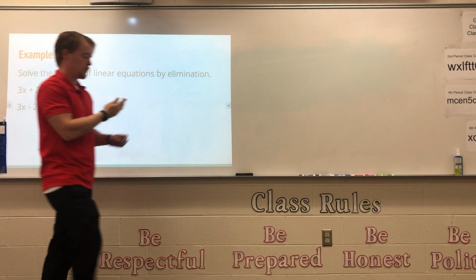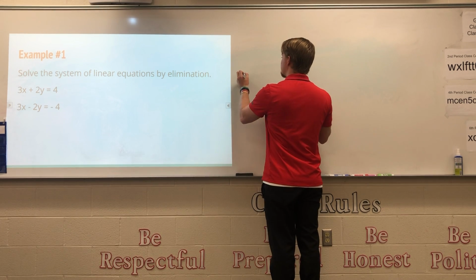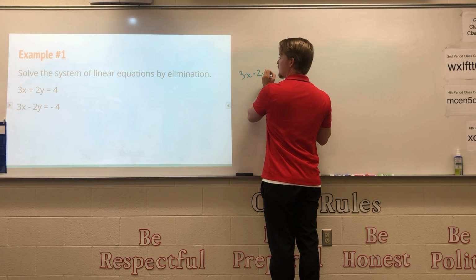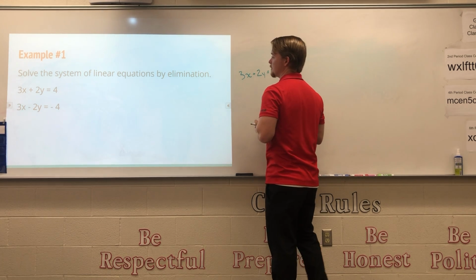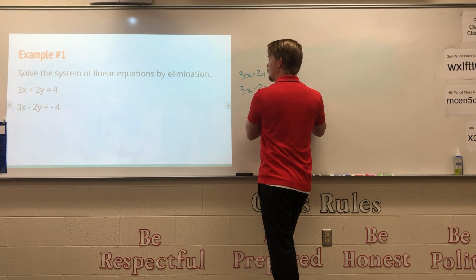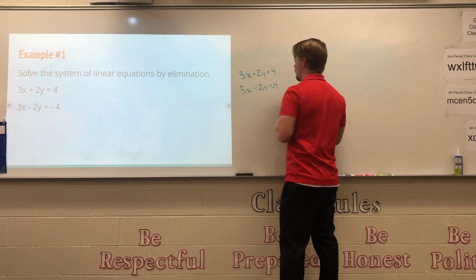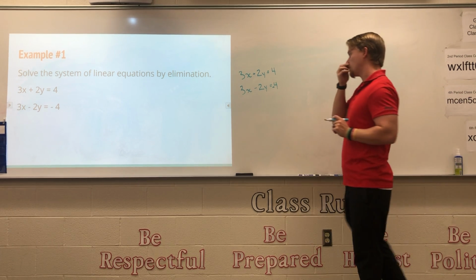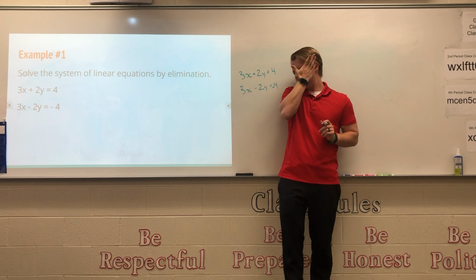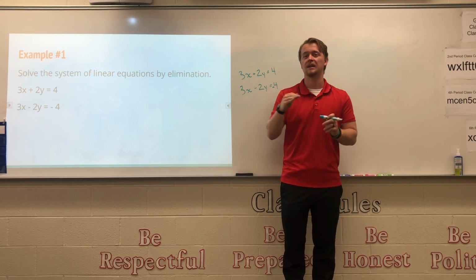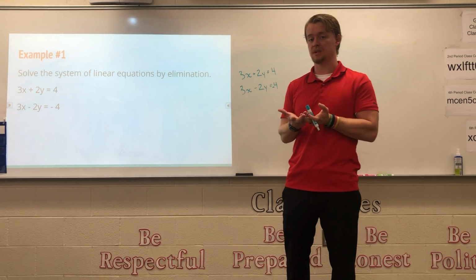Here's our first one. We have the system 3x plus 2y equals 4, and 3x minus 2y equals negative 4. Again, start with step 1. It says multiply, if necessary, one or both equations to get opposite or the same coefficients.